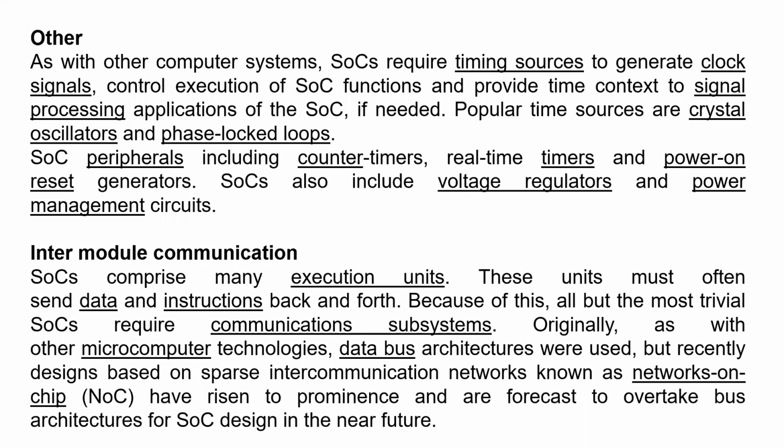Okay, so some other components which are present on your system on chip are timing sources. Timing sources are used for generation of the clock signal. For generation of the clock signal, crystal oscillators are used along with a closed loop control circuit called a phase lock loop. The oscillator along with the phase lock loop provides an accurate and stable frequency as a timing source for your system on chip. This is very important because everything depends on this.